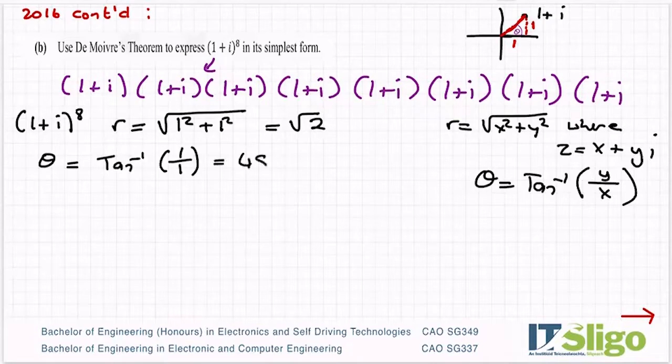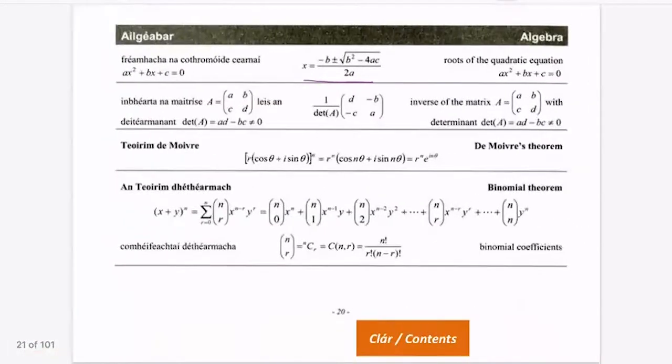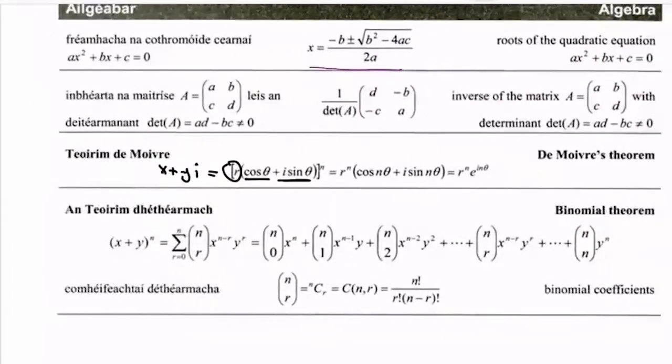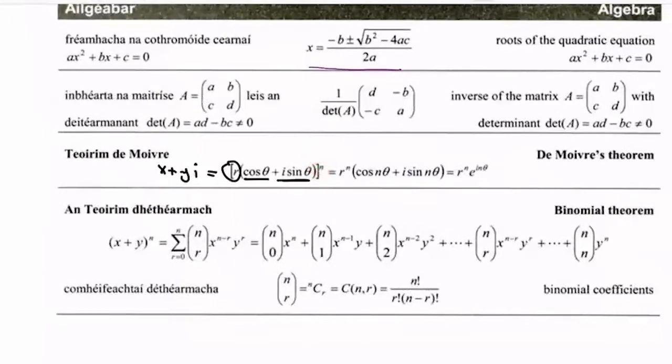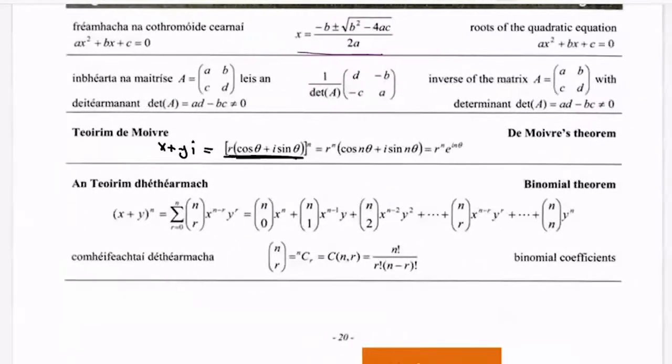So 45 degrees, or what's that, pi over 4 if you're in radians. Okay, so therefore, using De Moivre's theorem now, x plus yi is equal to r times (cos theta plus i sine theta). What's shown in the log tables is when you're doing it to a power, but embedded in the center of it, in between those square brackets, is polar form. So if you forget what polar form is like, it is written there with De Moivre's theorem.